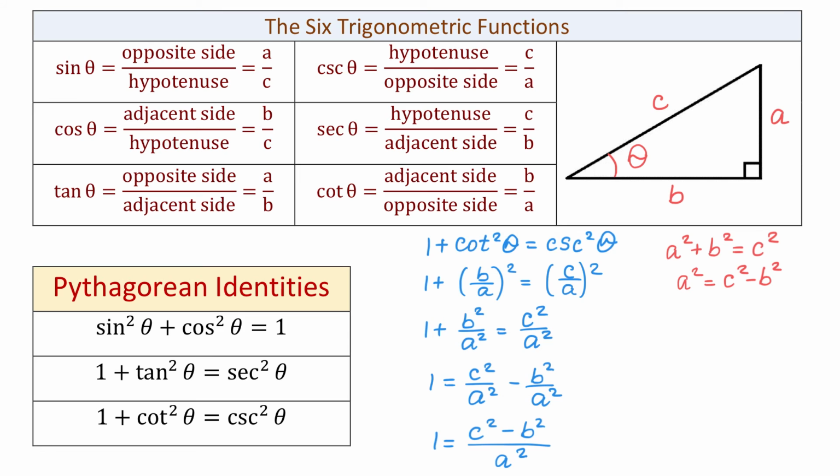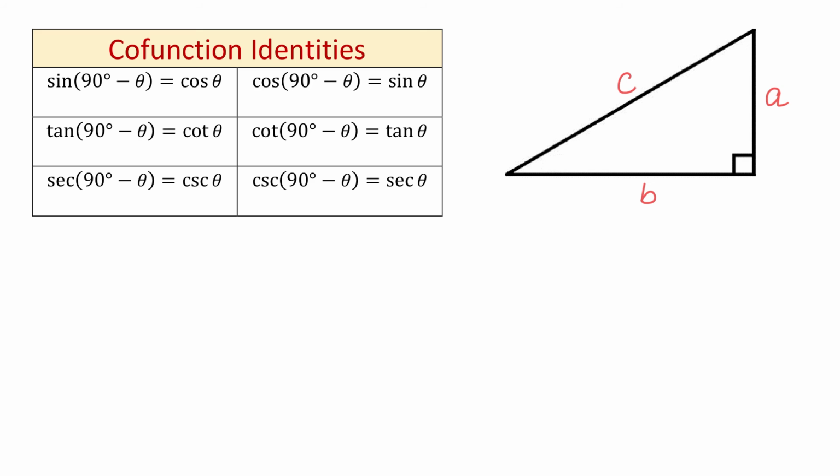Now in this expression, we will replace c squared minus b squared with a squared. Then we will have 1 equals a squared over a squared. And a squared divided by a squared equals 1. So then we can say that 1 plus cotangent squared of theta equals cosecant squared of theta. And now let's see the last group of trigonometric identities, and these will be cofunction identities.